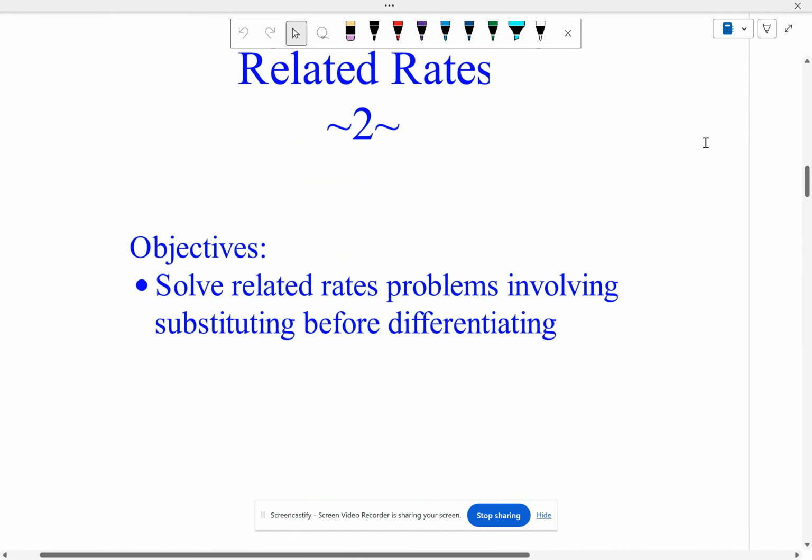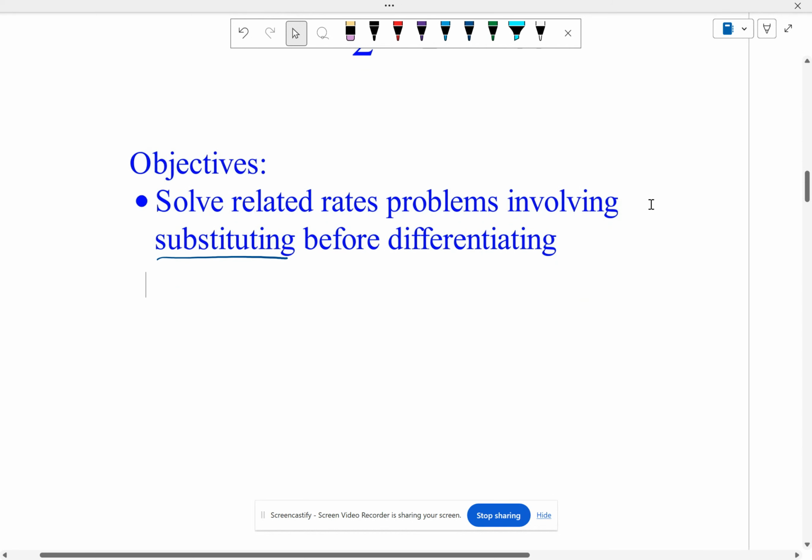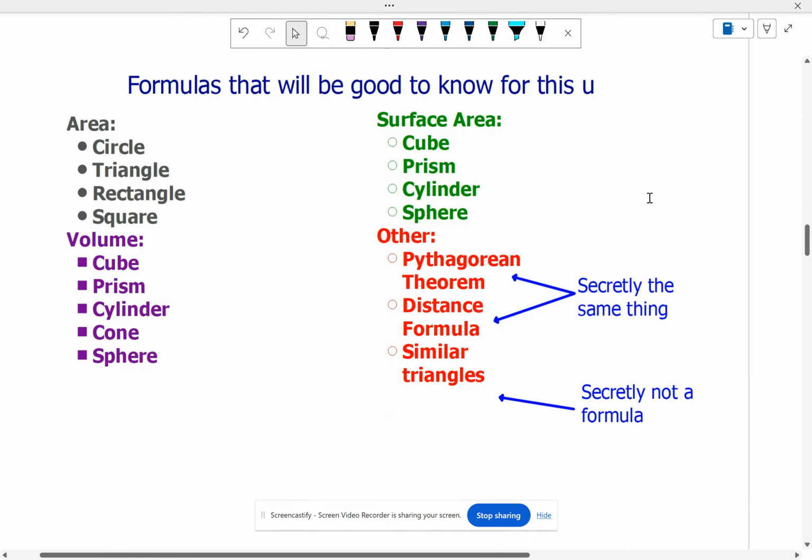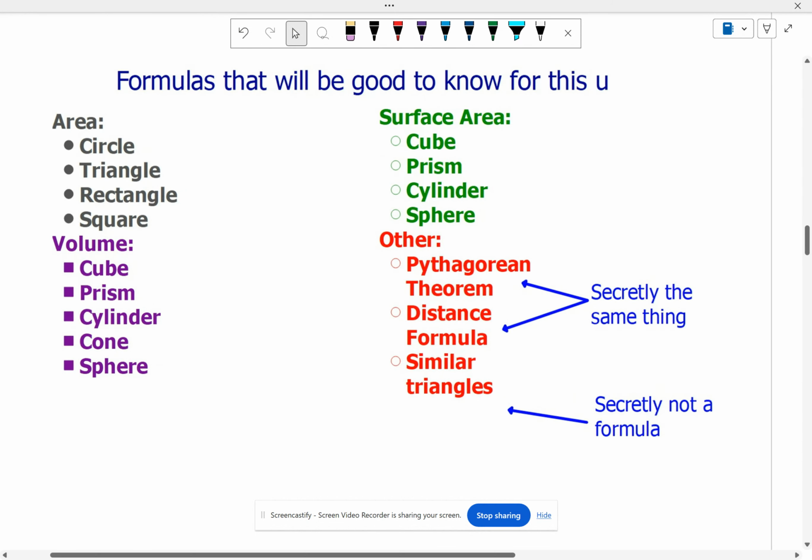So today we're going to solve related rate problems. We're going to do a little substituting before we differentiate, or just a little bit of algebra before we solve. So before we start, just some formulas that we used last time. We used area of a square and area of a circle. We're going to need these formulas to relate these different quantities together when we make our related rate relationships.